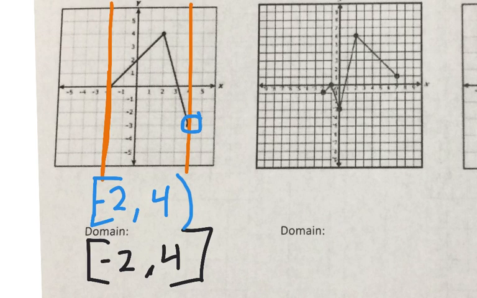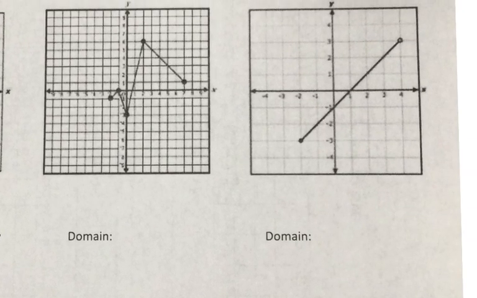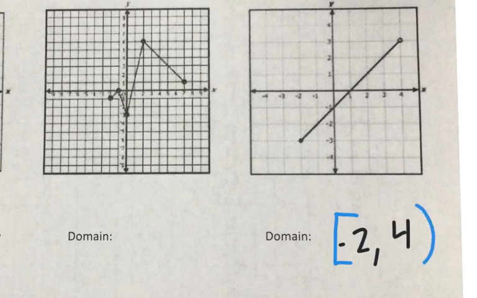So like number 9. Is there? Yes. See how there's an open circle on 9? So what would you guys say the domain is for number 9? -2 to 4. Is -2 included? Yes. Is 4 included? This is called interval notation.